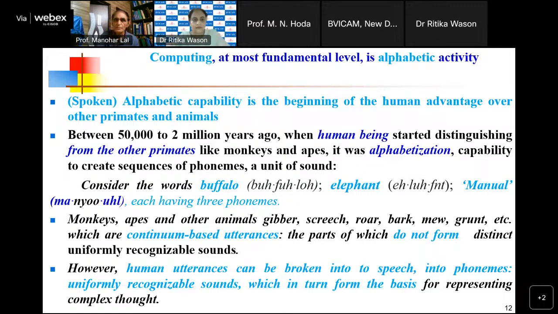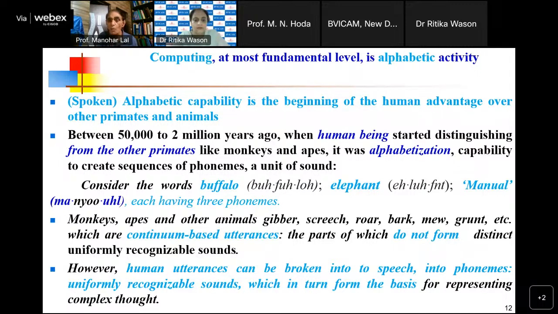Friends, now we'll come to speech. Please note the word alphabetic. The most important word in the next 4 or 5 slides is alphabetic. Spoken alphabetic capability is the beginning of the human advantage over other primates and animals. Between 50,000 and 2 million years ago, when human beings started distinguishing themselves from other primates like monkeys and apes, it was alphabetization, the capability to create sequences of phonemes, a unit of sound.